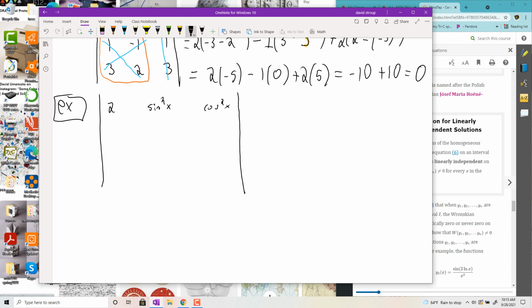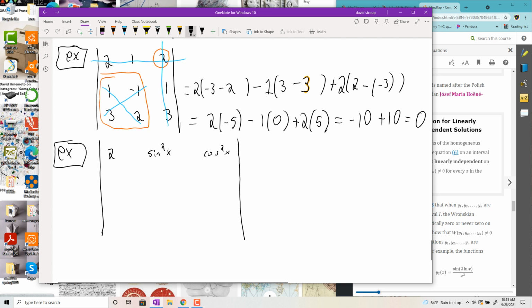Okay. To build this 3 by 3, what you're doing is taking derivatives as you go down the column. So derivative of 2 is 0, derivative of 0 is 0. Derivative of sine squared is 2 sine x times cosine x. The derivative of cosine squared x is going to end up being -2 cosine x sine x. Okay. And then another derivative, I have to do a product rule, so it's going to be -2 sine squared x plus 2 cosine squared x.